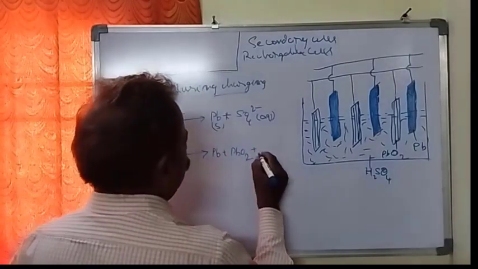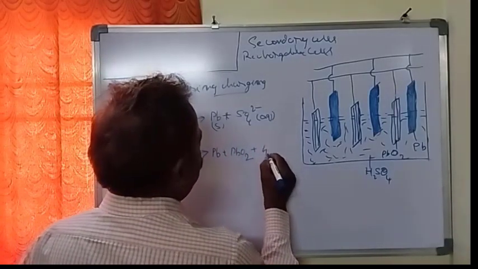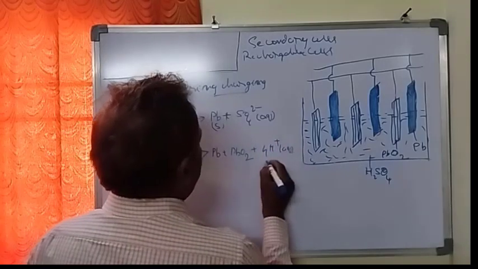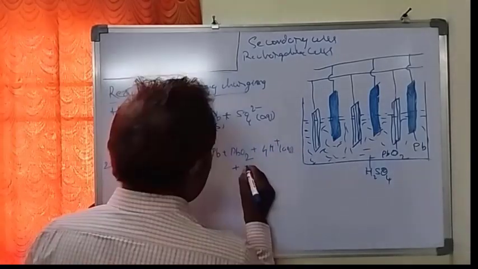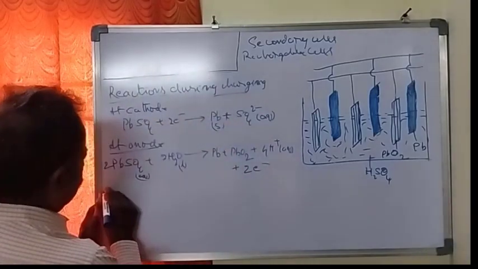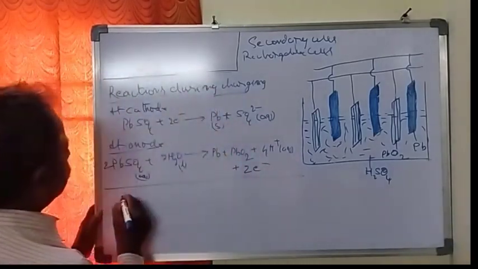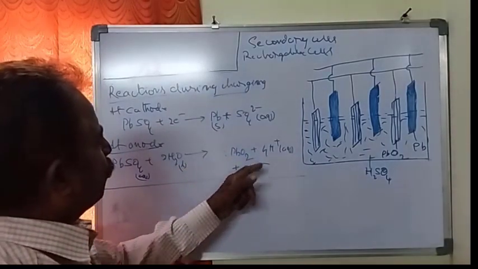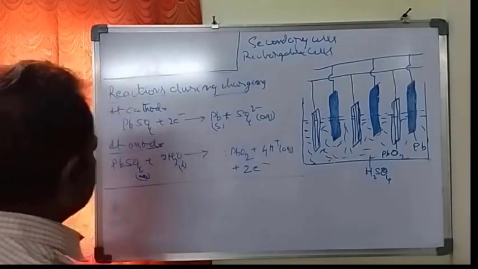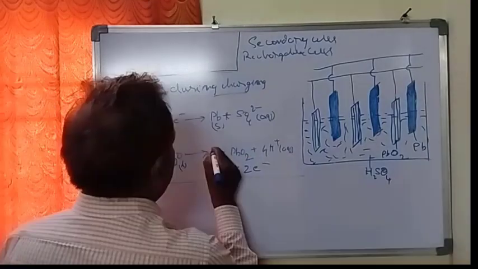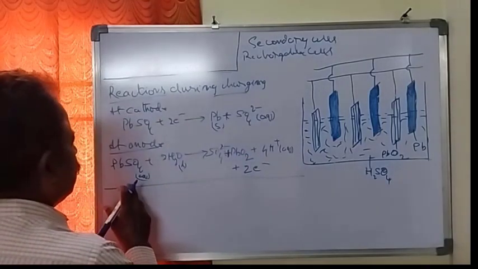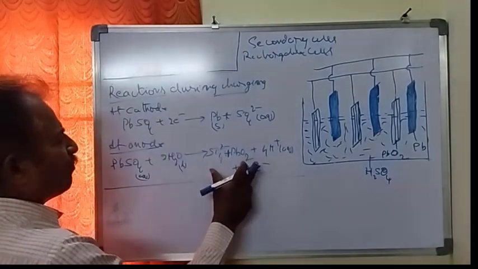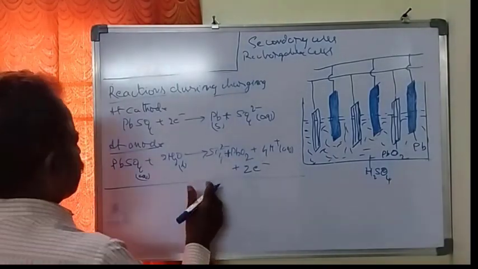PbO2, both are in solid state, 4H plus aqueous plus 2 electrons. Now the overall reaction is, at anode, PbSO4 plus 2H2O gives PbO2 plus 4H plus 2 electrons plus sulfate. So lead sulfate plus water gives sulfate ion plus PbO2 plus 4H plus 2 electrons.